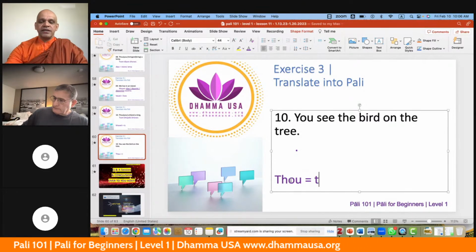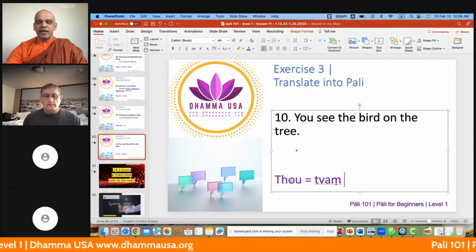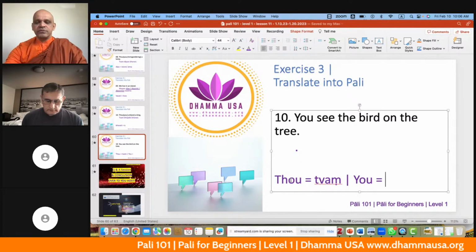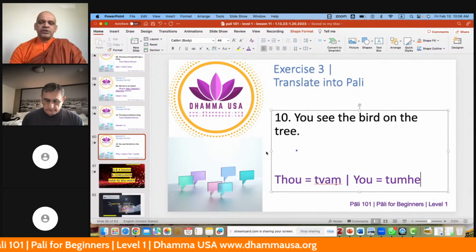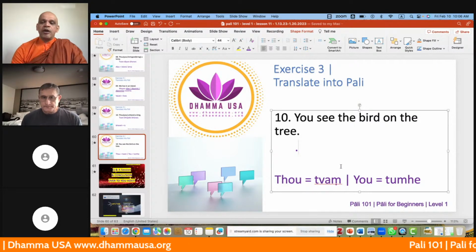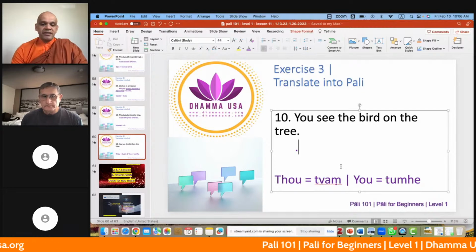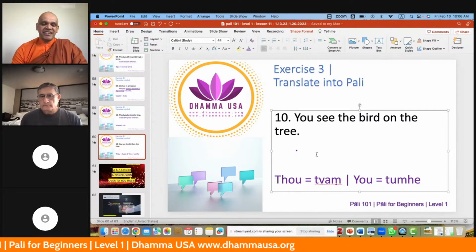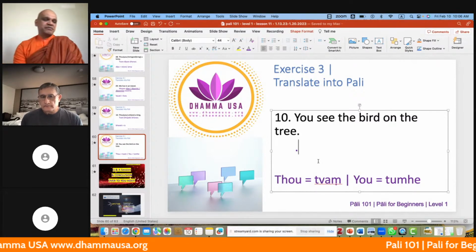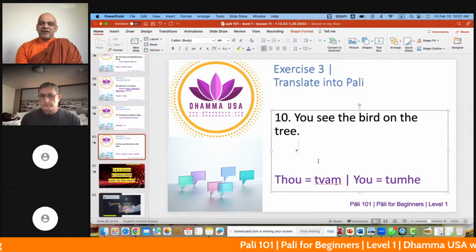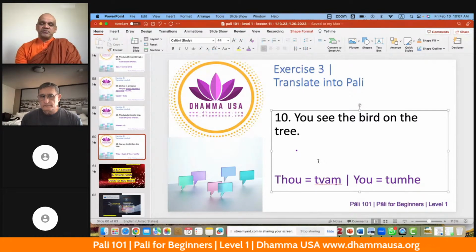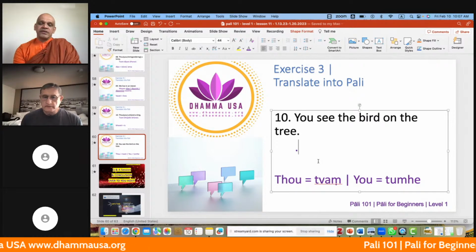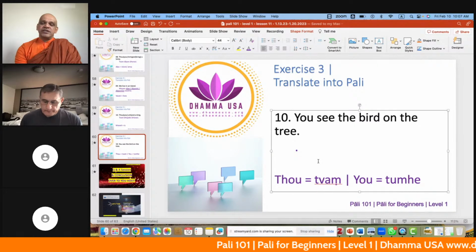Right, you're right. So thou is twang, and then we have you as tumhe. So going forward, we will use twang and tumhe, but in other places, like in the suttas, you might not necessarily find thou. So in that case, you have to be general. But in this book, we have the distinction already, thou and you. So we know twang and tumhe already. Otherwise we need to go by the context. Yes. You see the bird on the tree.